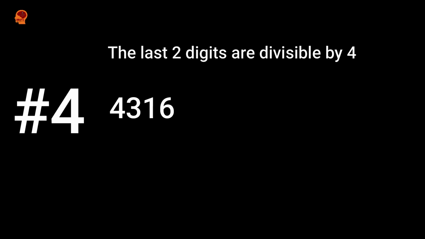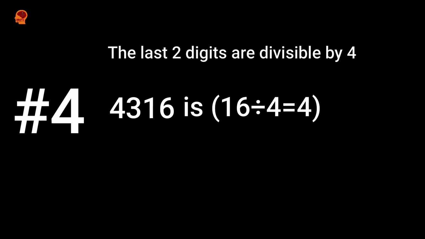Now let's look at 4,316. 4,316, what are the last 2 digits? The last 2 digits are 16, and then we all know 16 can be divided by 4 evenly. Okay, so that number in total is divisible by 4, so that's a yes.